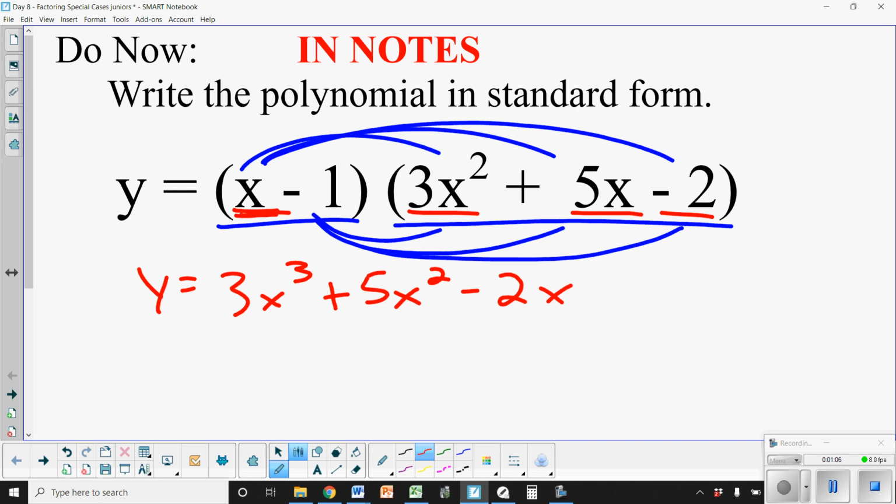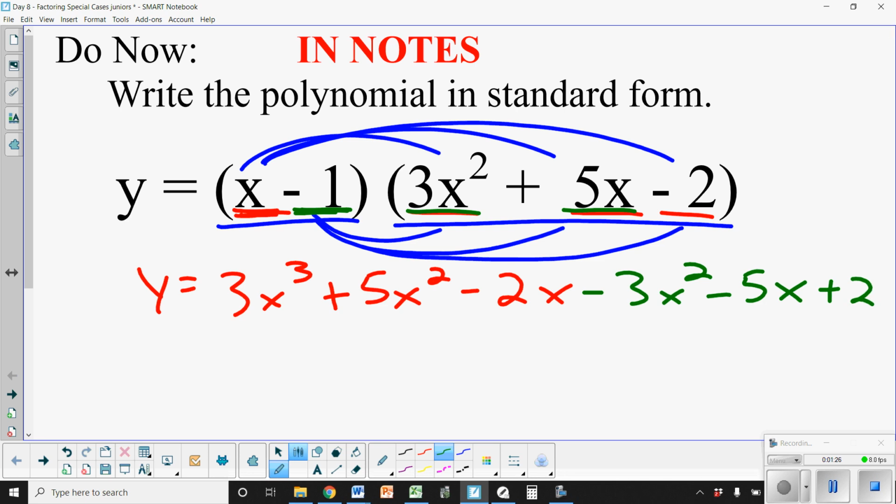And then now we'll multiply the -1 by everything. Notice -1 times everything is just going to switch the sign. So -1 times 3x squared will be minus 3x squared. -1 times positive 5x will be negative 5x. And -1 times -2 will be positive 2.